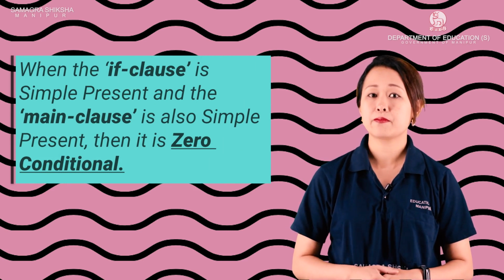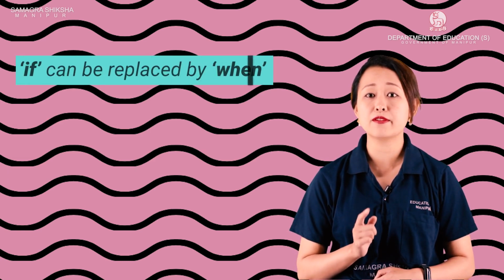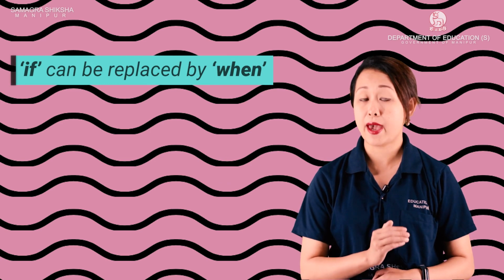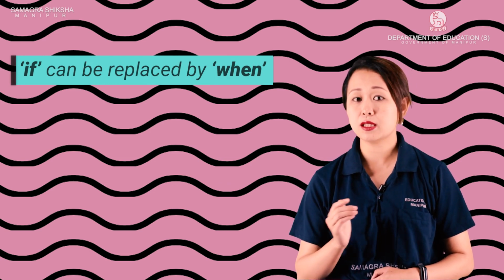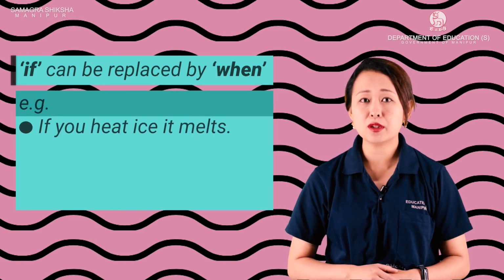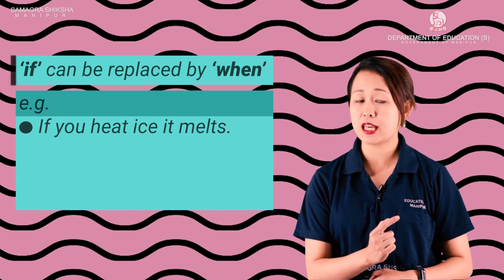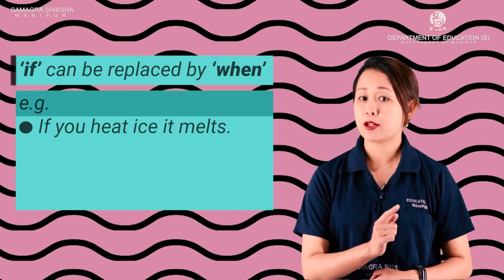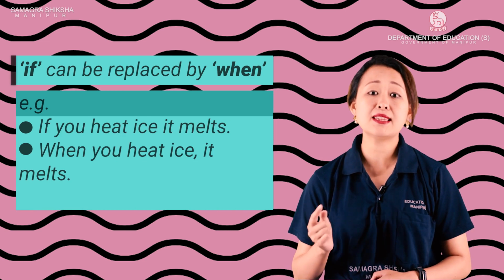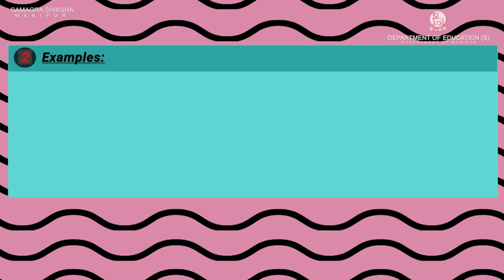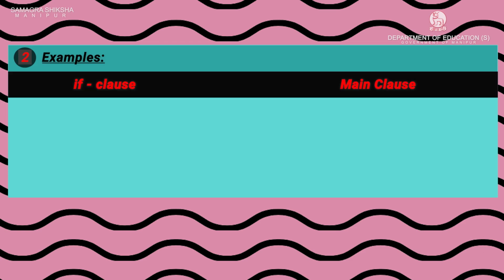zero conditional. Sometimes in zero conditional sentences, the word if can be replaced by the word when without changing the meaning. For example, instead of "if you heat ice, it melts," you can also say "when you heat ice, it melts." Next, number 2, let's again look at the examples first, the if clause and the main clause.